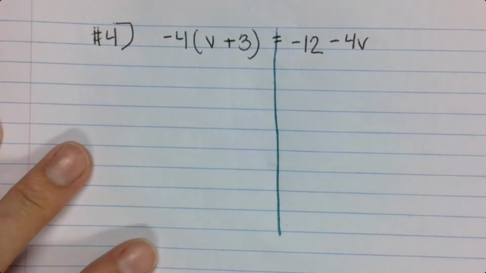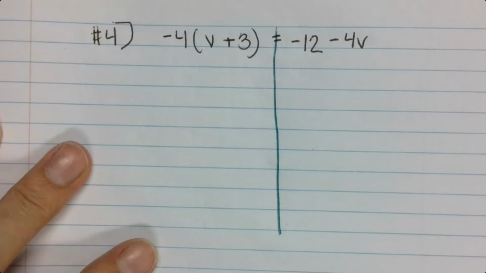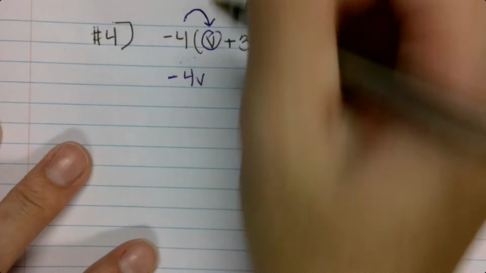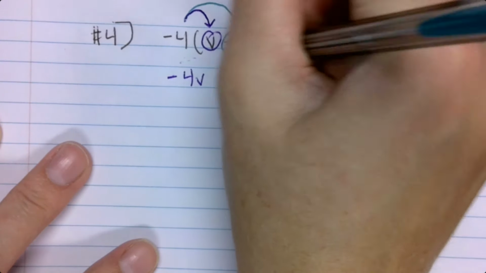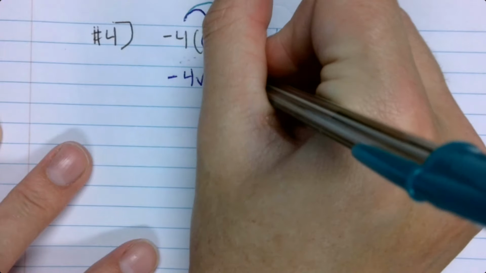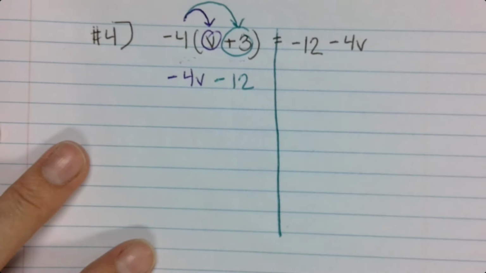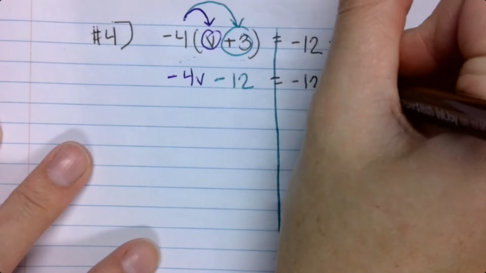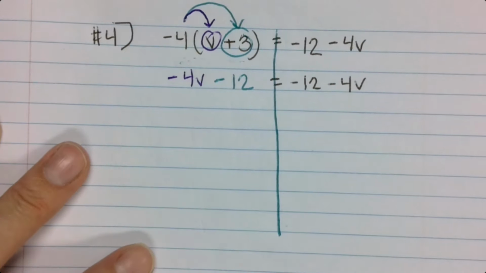our barrier, our second step is going to be distribute. So on the left side, we have something to distribute, so let's distribute. So I have negative 4 times v, which is negative 4v. I have negative 4 times positive 3, which is negative 12. And then that equals, I'm just going to bring down this side because there's nothing to distribute here.